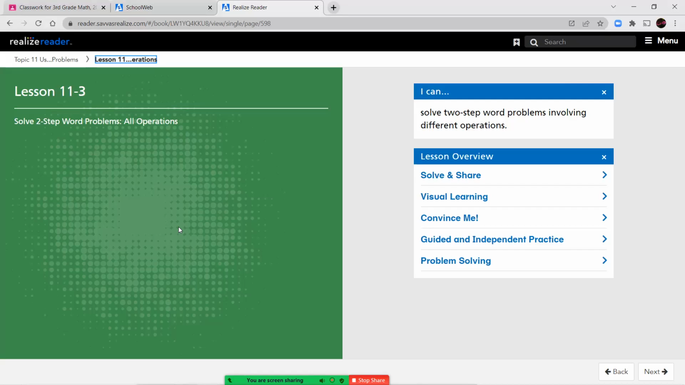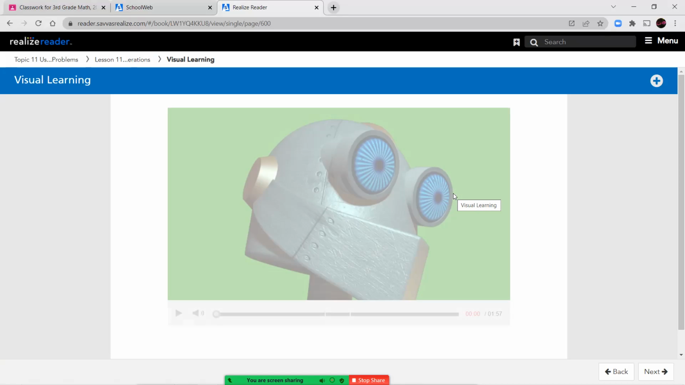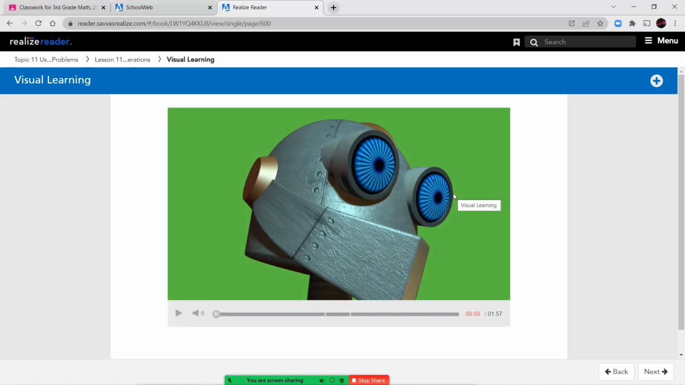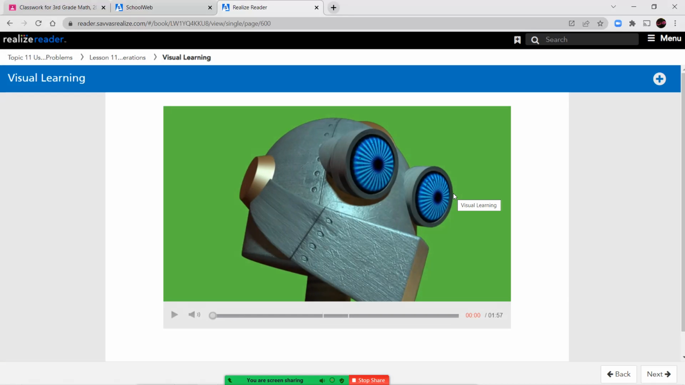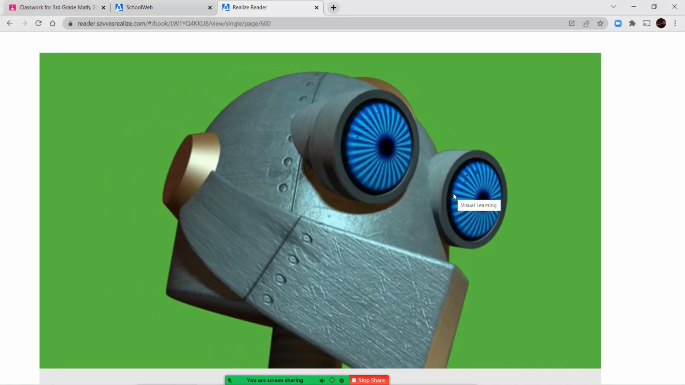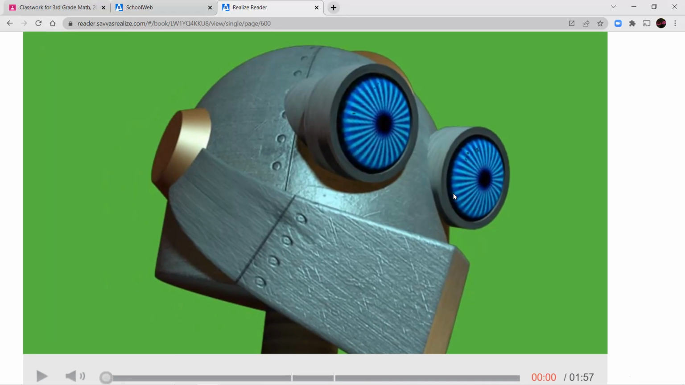In this lesson, we're going to work some more on solving two-step word problems, and we're going to be looking at all different operations. So addition, subtraction, multiplication, division, all of those are going to be in the questions that we're going to look at in this lesson. Now remember, you've done all of this already, so none of this is going to be new information. This is just a review, so don't worry, it's all going to look really familiar to you.